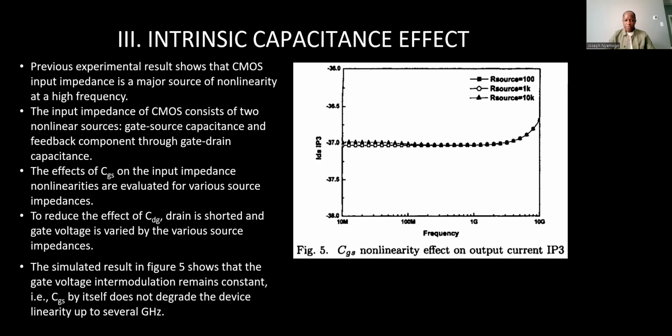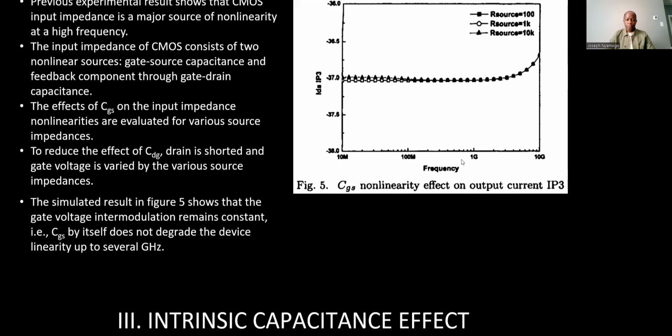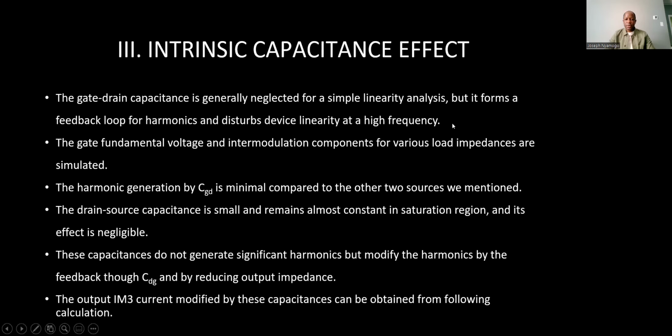The effects of CGS on the input impedance nonlinearities are evaluated for various source impedances. To reduce the effect of CGD, the drain is shorted and the gate voltage is varied by various source impedances. Simulated results in figure 5 show that the gate voltage intermodulation remains constant, i.e. CGS by itself does not degrade the device linearity up to several gigahertz. The gate-drain capacitance is generally neglected for a simple linearity analysis, but it forms a feedback loop for harmonics and disturbs device linearity at a higher frequency.